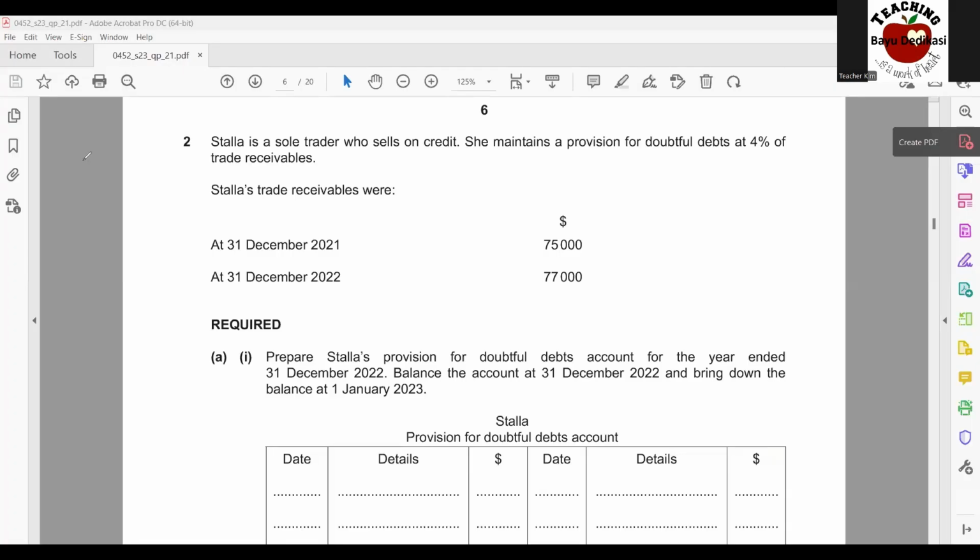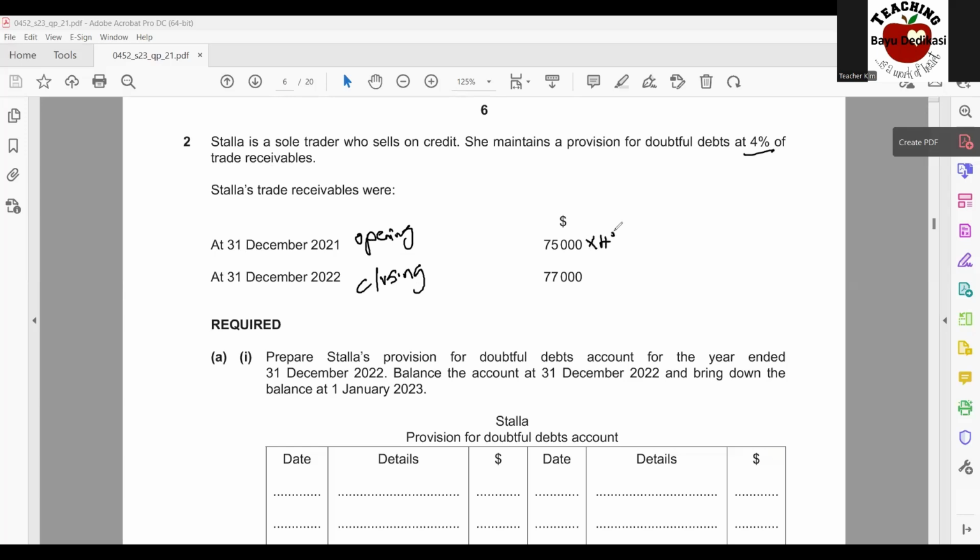Okay, this question, let me see first. Stella is a sole trader who sells on credit. She maintained a provision for doubtful debt of 4%. This is last year, this is the end of the year. This is the opening, and this is the closing. We need to calculate what 4% equals.